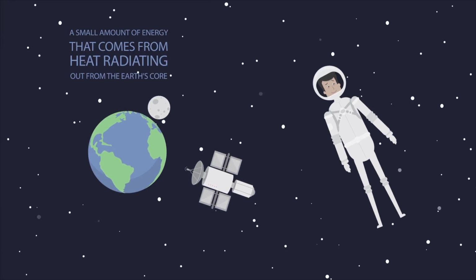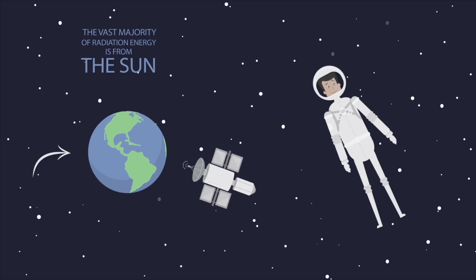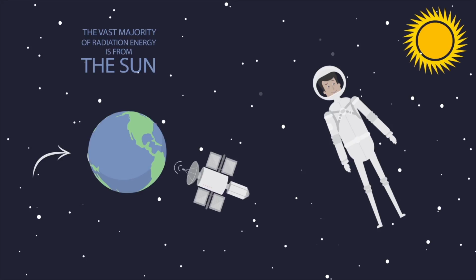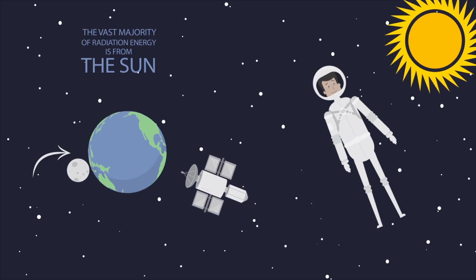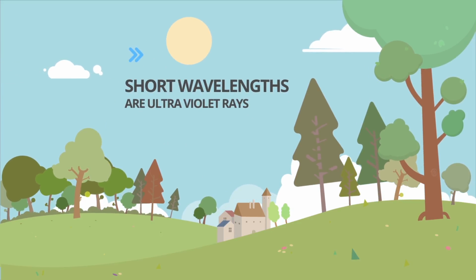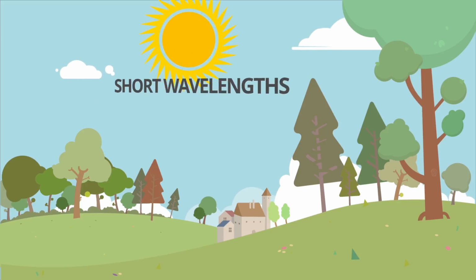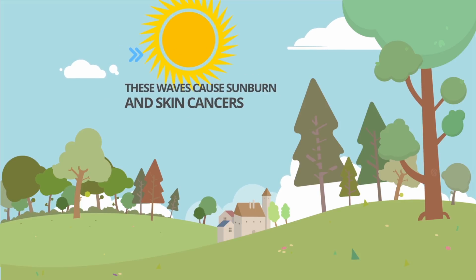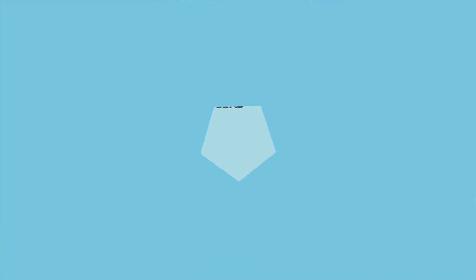While there is a small amount of energy that comes from heat radiating out from the Earth's core, the vast majority of radiation energy is from the sun. And it is this energy that, as designers, we tend to account for. Radiation is measured in wavelengths, with different lengths behaving differently. Short wavelengths are your ultraviolet rays, of which only a fraction gets through the ozone layer to reach the Earth. These are the waves that cause sunburn and, if you are excessively exposed, skin cancers.